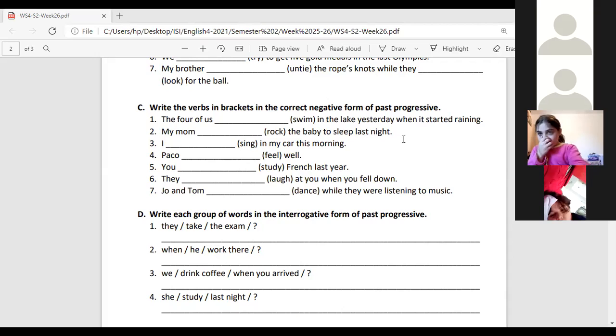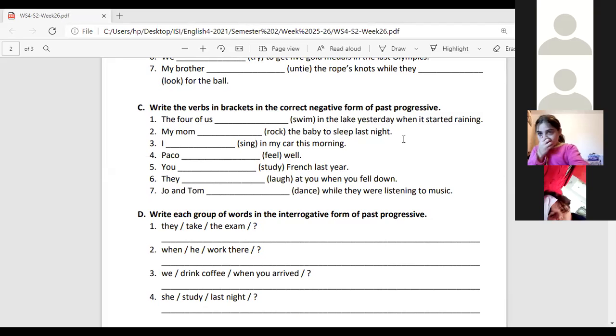When I say "the four of us," do I mean a singular or plural subject here? I'm talking about more than one person. So when I'm talking about more than one, what do we use, was or were? The four of us were swimming. Okay, this is in the affirmative.